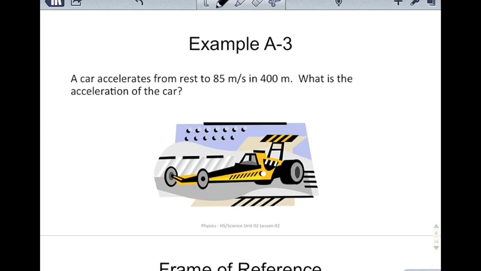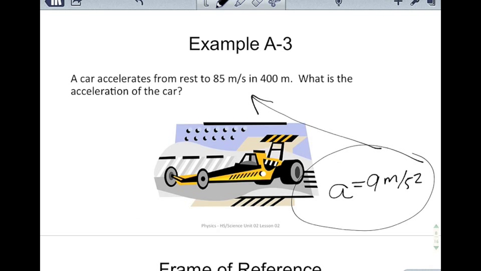This one says a car accelerates from rest to 85 meters per second at 400 meters. What is the acceleration of the car? You should be able to figure out that the acceleration is 9 meters per second squared, and you should be able to do that using the information in the problem.